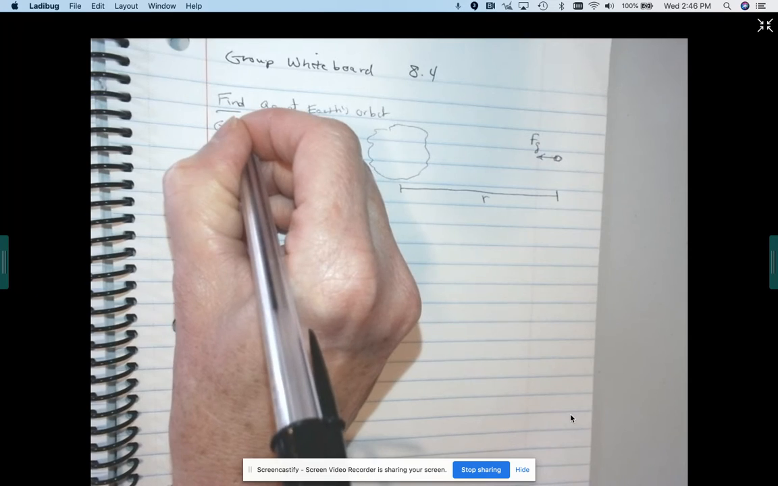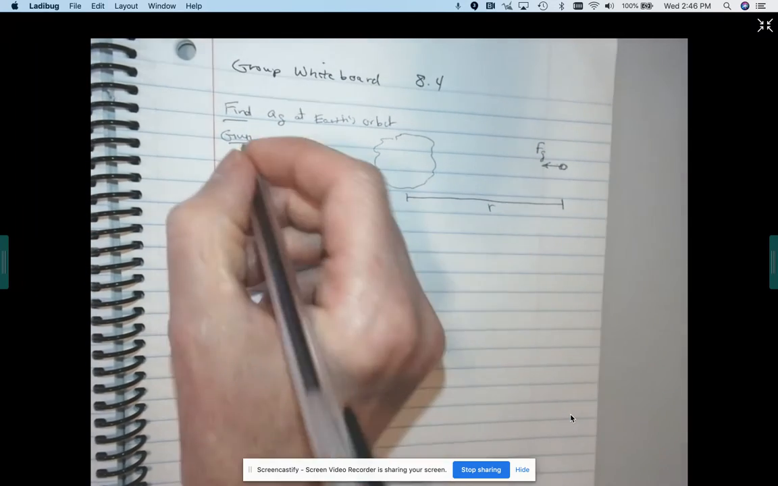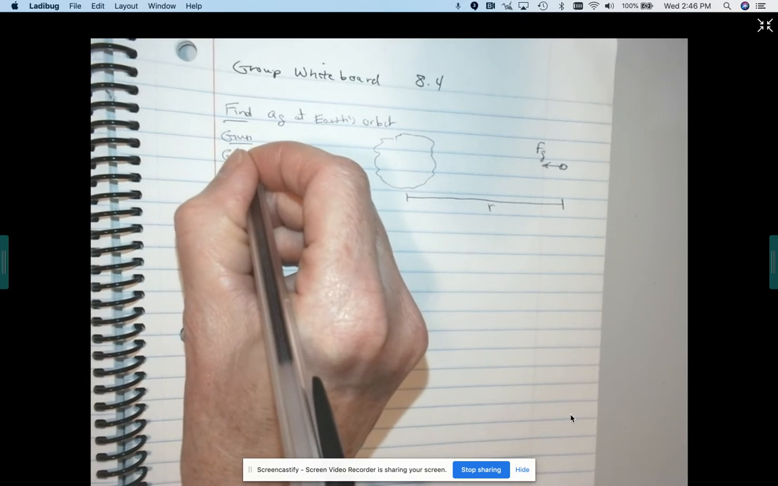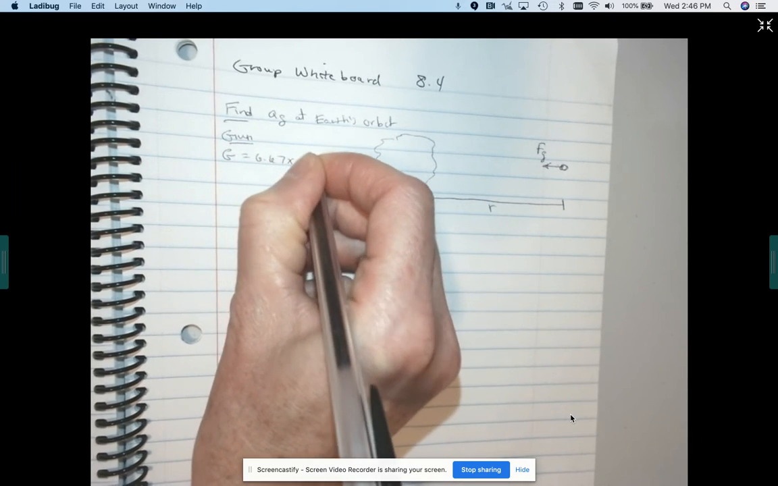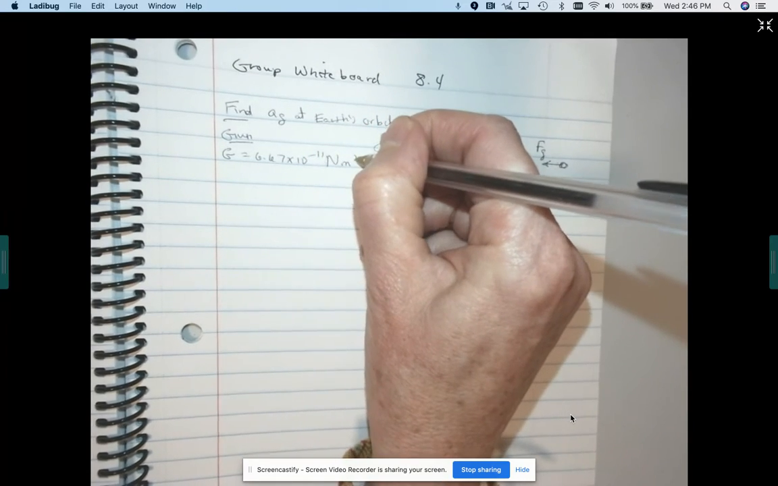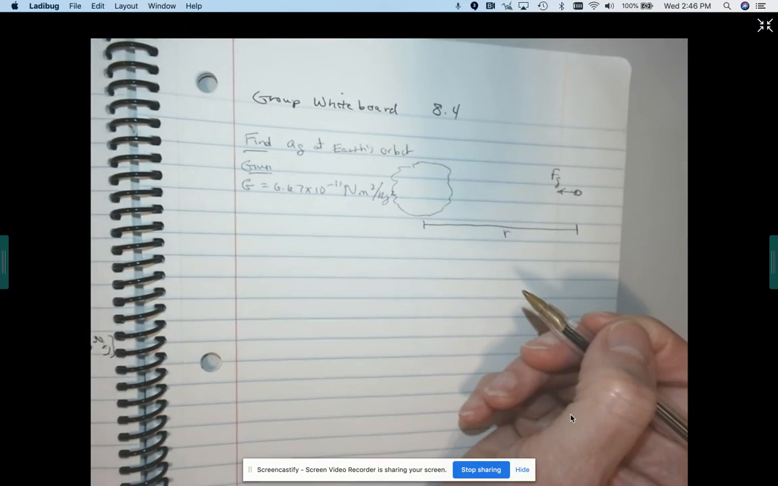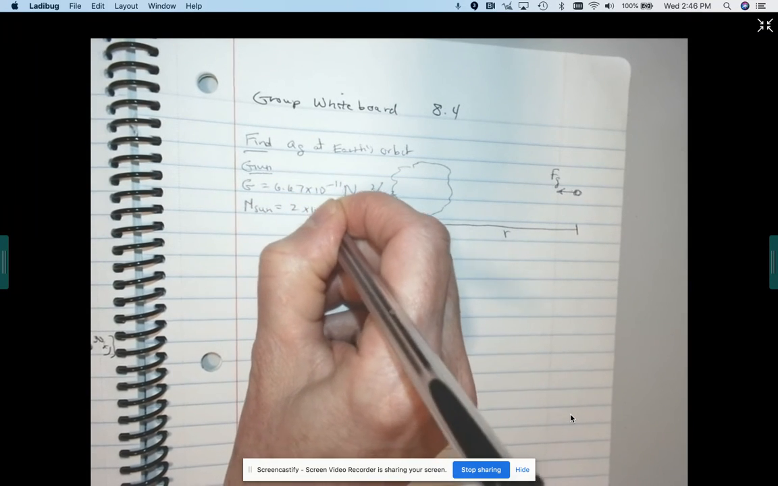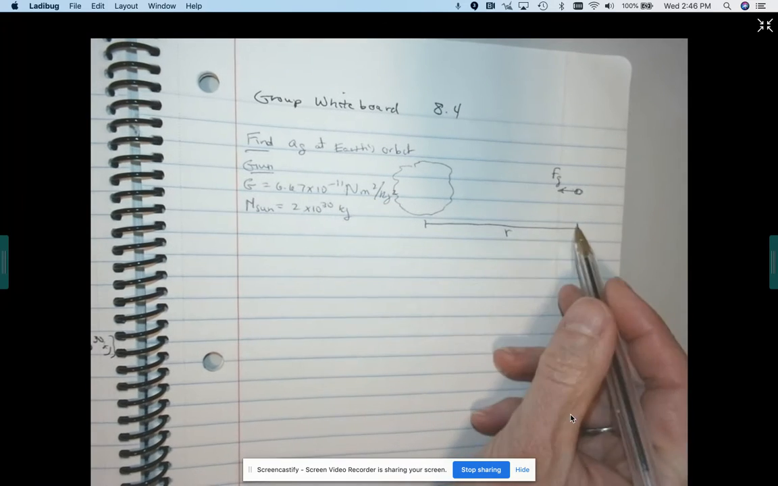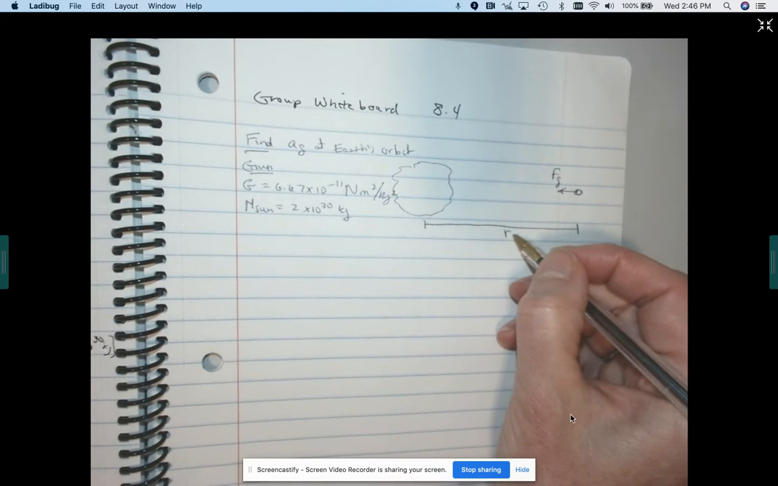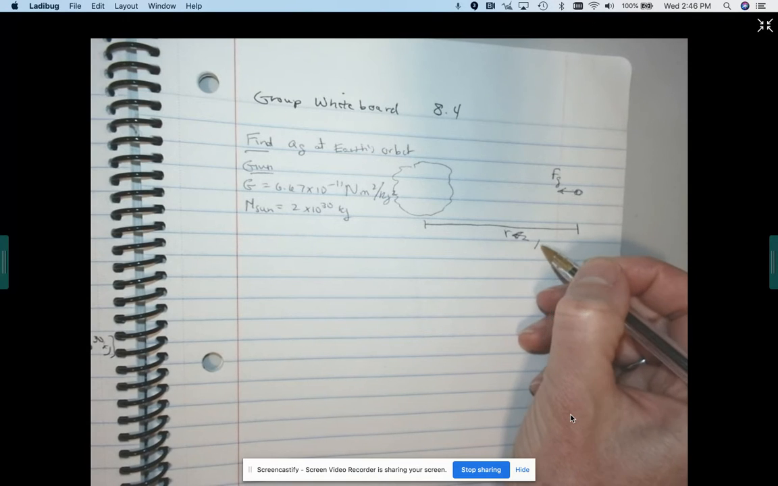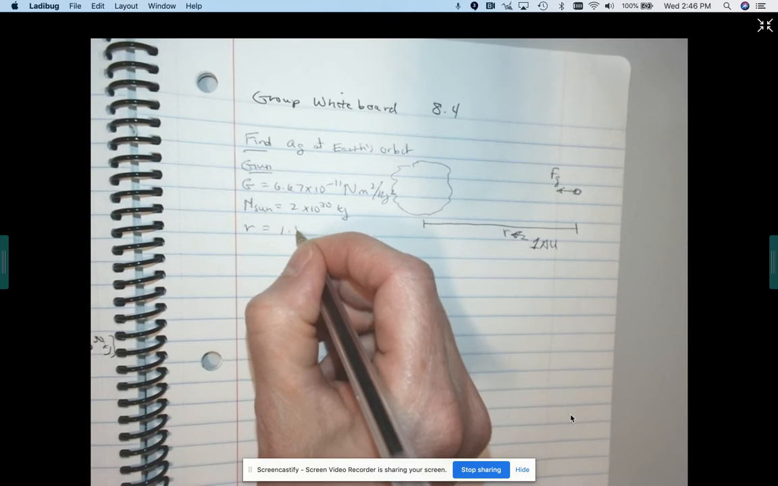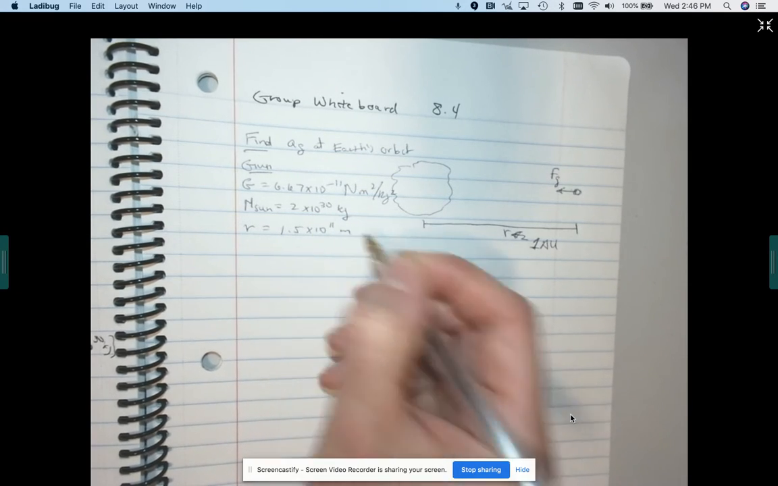So things that we are given, even though it's not explicitly stated, we have just a lot of constants here that we're going to need. So G is 6.67 times 10 to the minus 11 newton meters squared per kilogram squared. We are going to need the mass of the sun. Mass of the sun is 2 times 10 to the 30 kilograms. And we will need this distance as well. This distance, for those of you who are going to be going on to do some astronomy, is known as 1 astronomical unit, 1 AU. So that separation is 1.5 times 10 to the 11 meters.